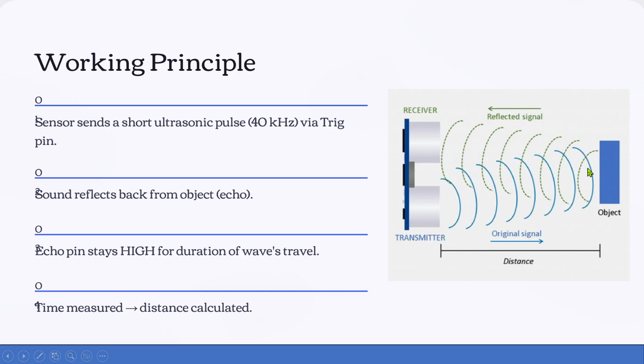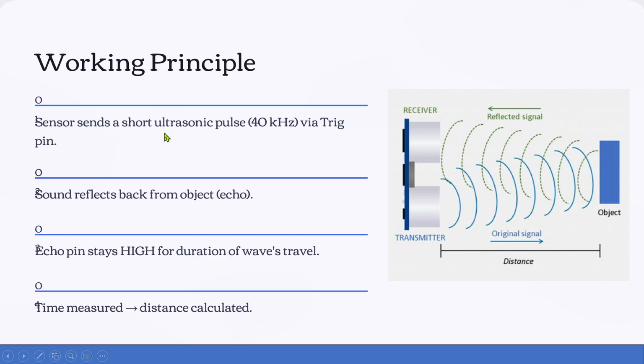So when the transmitter is transmitting and the signal falls on an object, then the object will reflect that signal. We are able to measure the distance, okay, using some formula that is internally applied in this module. We don't need to worry about those.